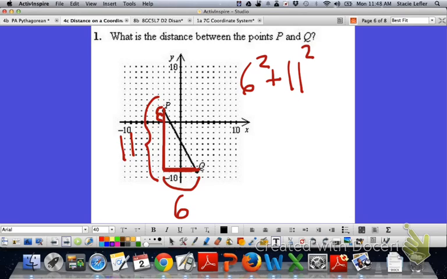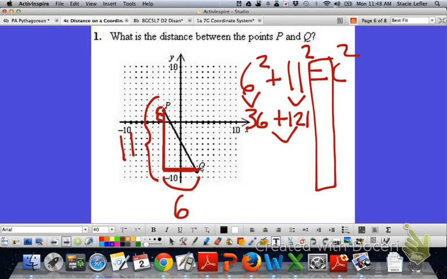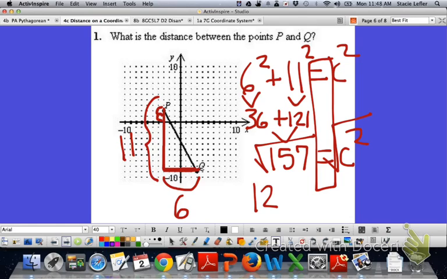A squared plus, or 6 squared plus 11 squared is C squared. And you should get 157. That's equal to C squared. Again, we have to undo the squaring, so we're going to square root both sides of the equal sign. And rounded to the nearest tenth, it is 12 and 5/10, which is the distance between the point P and the point Q.